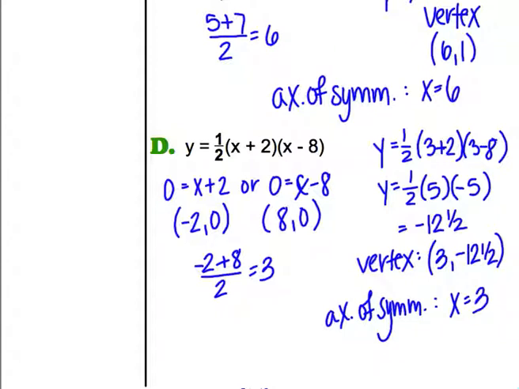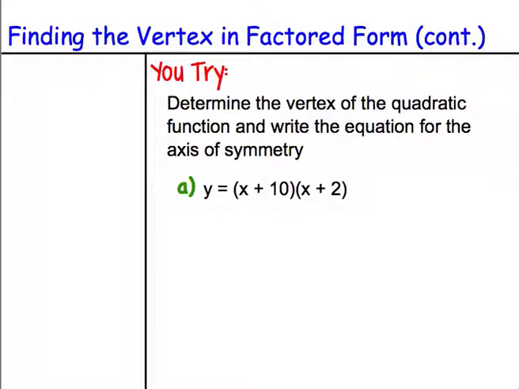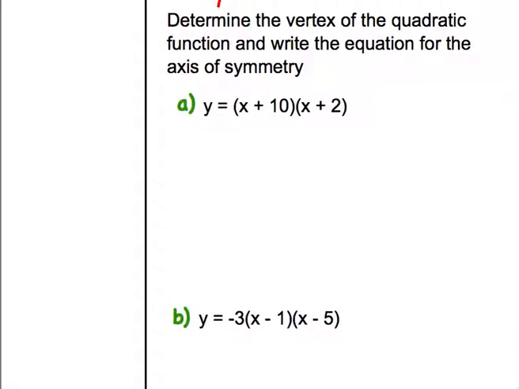What you need to do now is try the U-try problems: determine the vertex and write the equation for the axis of symmetry. Bring any questions you have to class with you tomorrow.